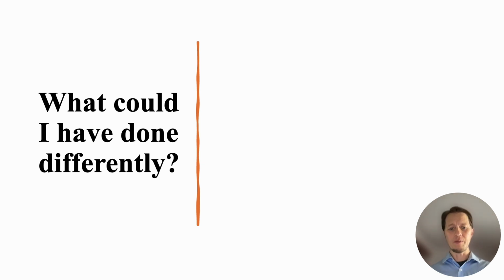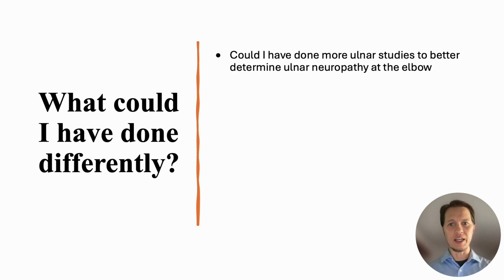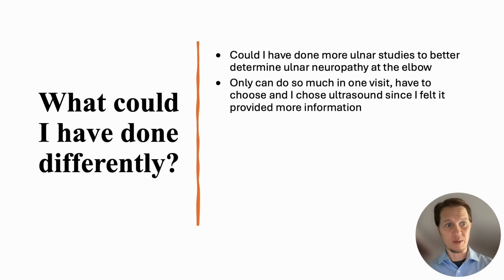Now, this is the part where I ask all of you, right? What did I do wrong? What did I mess up? What could I have done differently? I have some ideas. Could have done some more work in terms of ulnar studies. Would any of you have done ulnar motor to the FCU in this case to ferret out a little more ulnar neuropathy at the elbow? That is possible, but when you just keep on lining up ulnar study after ulnar study after ulnar study, you run out of time, right? You can only do so much.